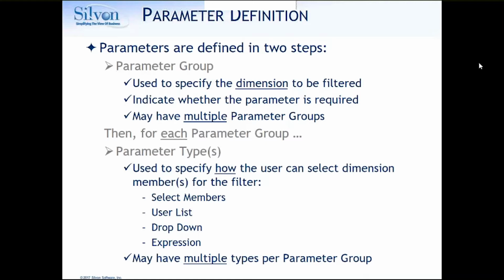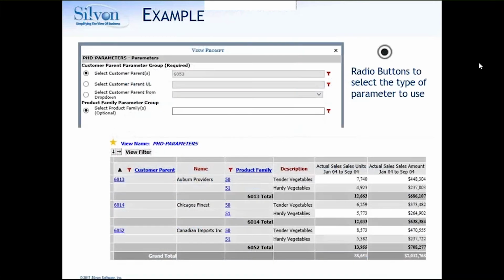The other important thing to point out is that you can have multiple types per parameter group. So for example, I may have a parameter group set up for customer. I could provide one or more of the different parameter types to allow the user to select the values that they want to filter on. And again, we'll see that. In fact, we'll see that right now. So here's an example. The top portion is the actual view prompt that would appear when the user runs this particular view.